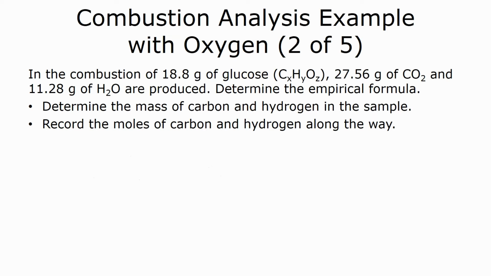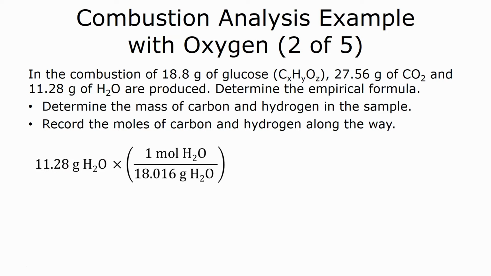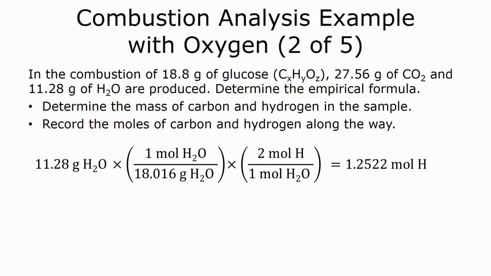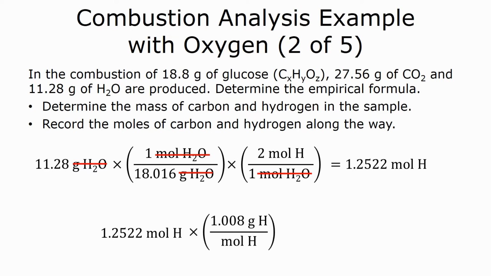Now we perform the exact same operation with water. Divide the mass of water by the molar mass of water, then multiply it times the ratio of hydrogen to water molecule. Save the moles of hydrogen. Check your dimensional analysis. Convert moles of hydrogen to mass of hydrogen by multiplying it times the atomic mass.